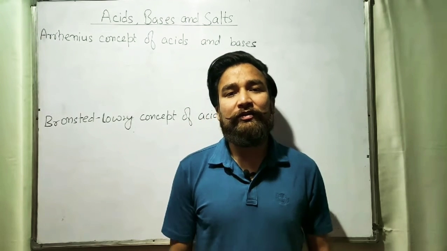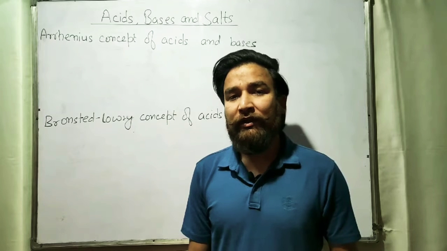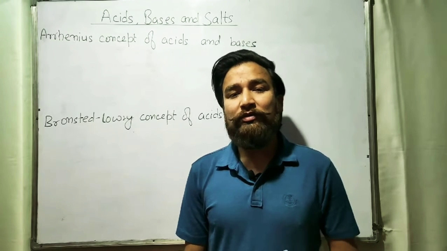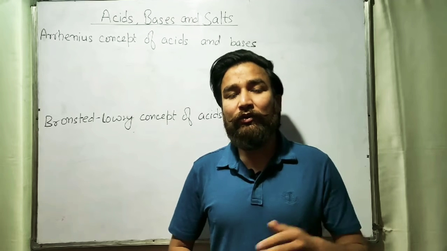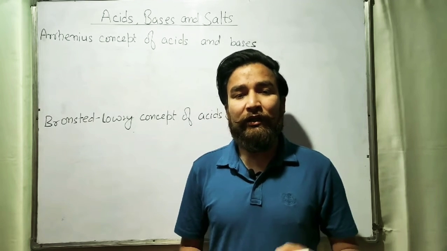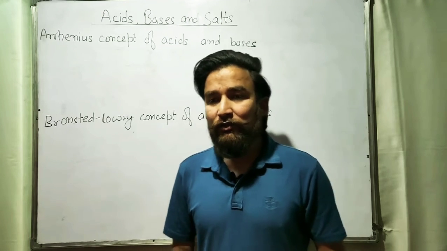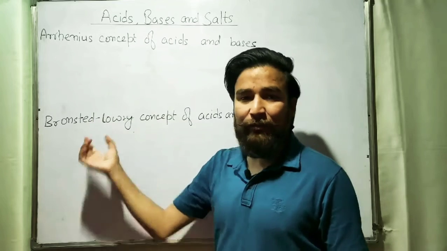Hello everyone, this is the third lecture on acids and bases, and in this lecture we are going to discuss the Arrhenius and Bronsted-Lowry concepts of acids and bases. Now, as we know the definition of acids and bases, but how did we get the definition? First it was given by Arrhenius and then it was given by Bronsted-Lowry.